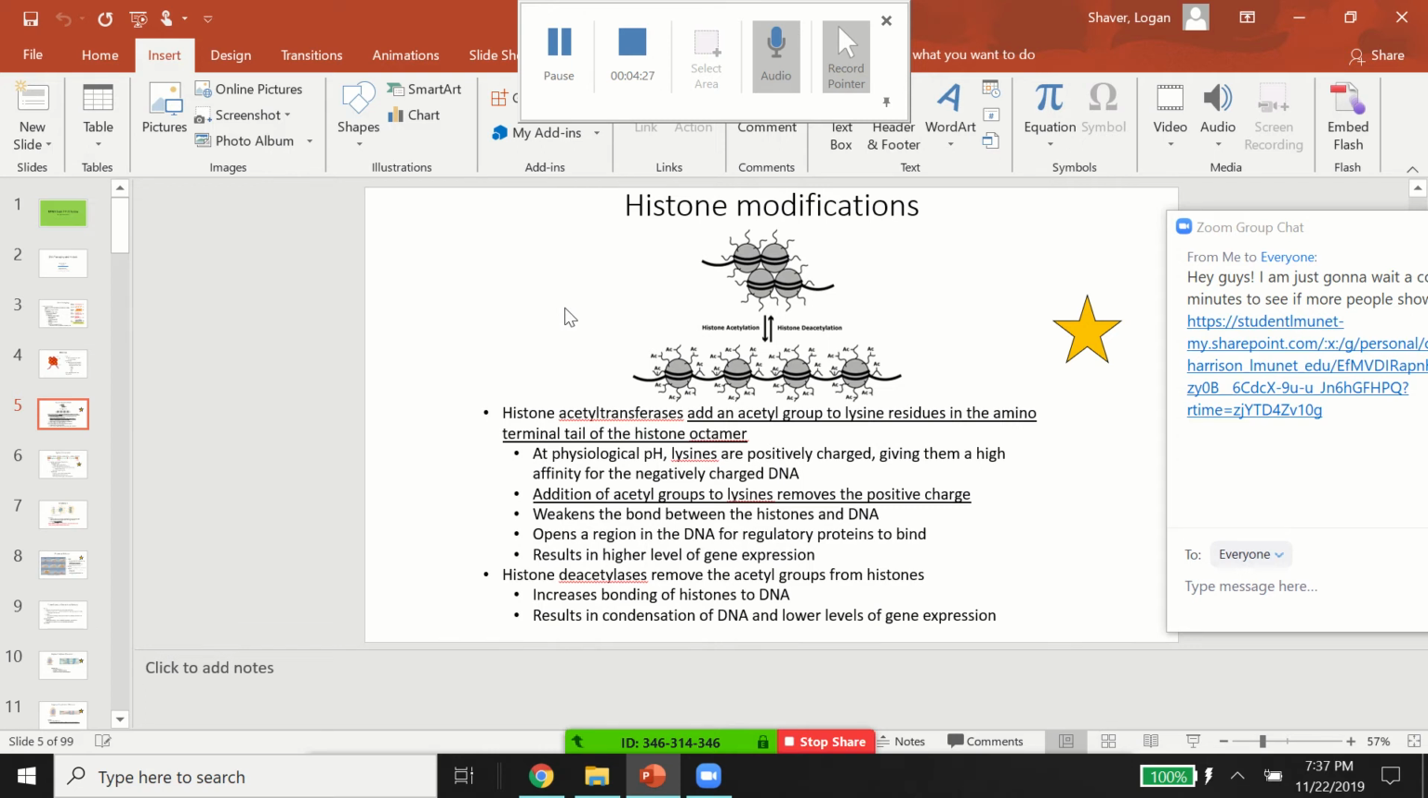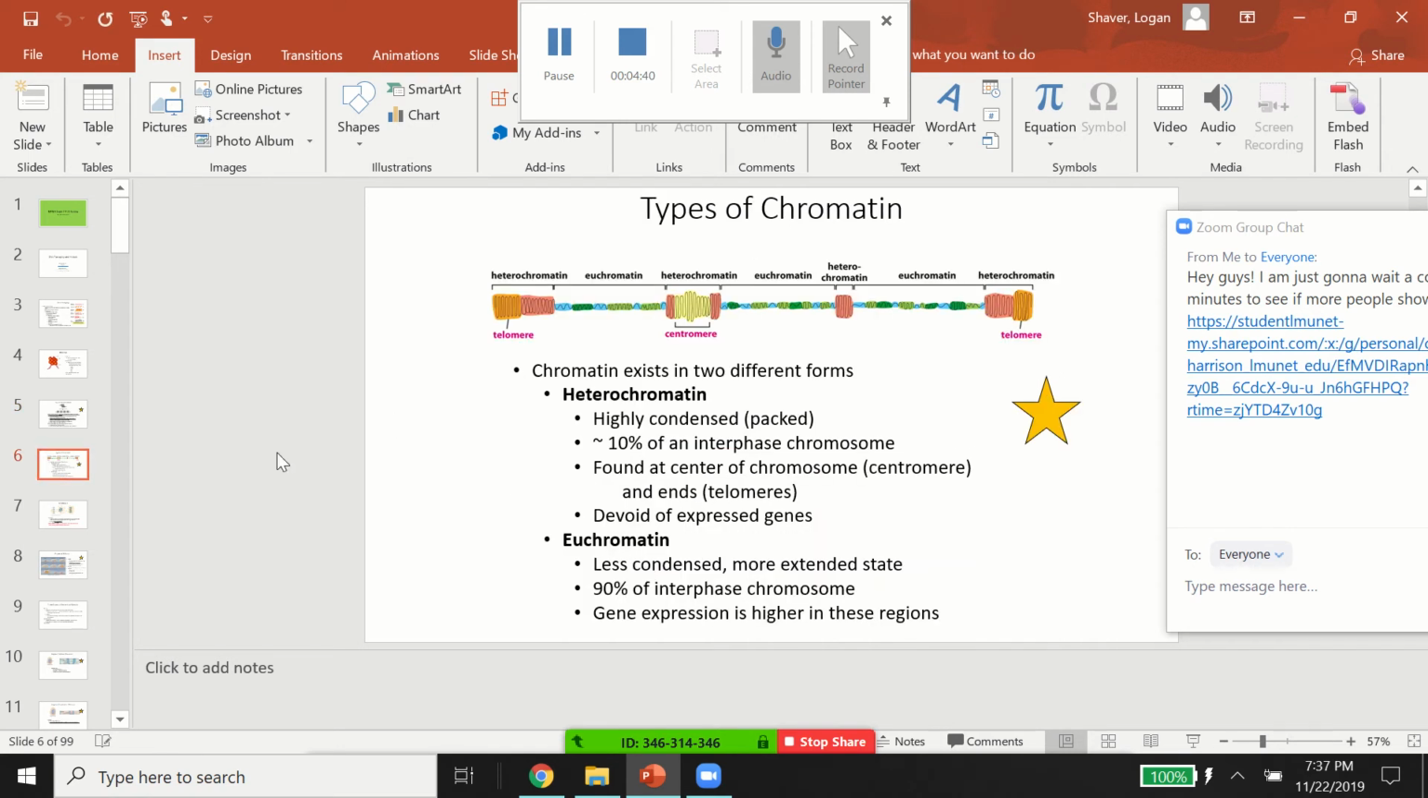So that's why this is kind of like an as-needed basis. So that's why you'd add that acetyl group, to get that increased expression via spreading them out. But yeah, so that's it for that. I thought this is also important.